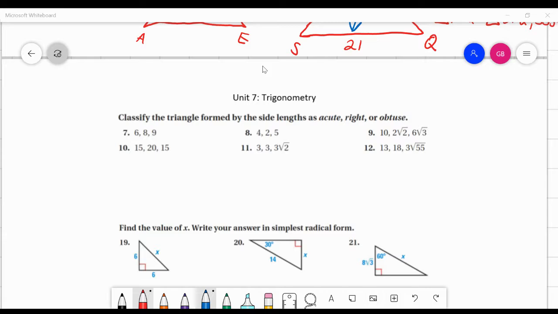All right, so for this, we want to see how c squared compares to a squared plus b squared. So how the longest side compares to a squared plus b squared. If c squared is greater than, it's obtuse. If it's less than, it's acute. If it's equal to, then it is a right triangle. So let's go ahead and start with number 7.